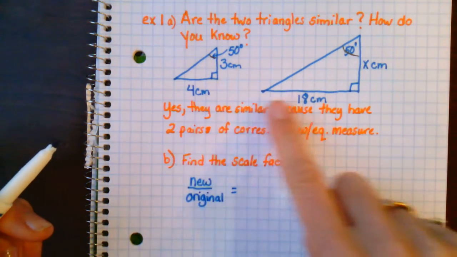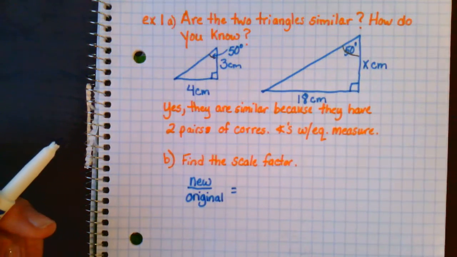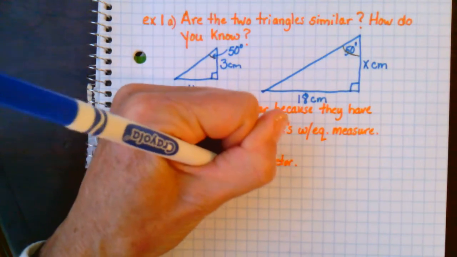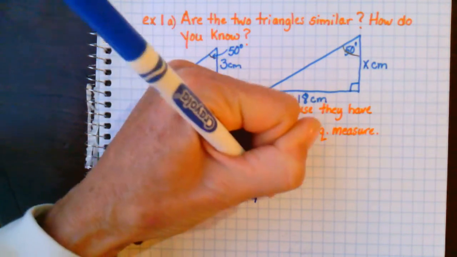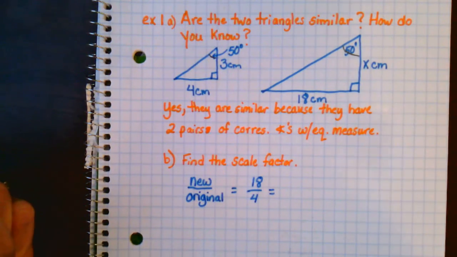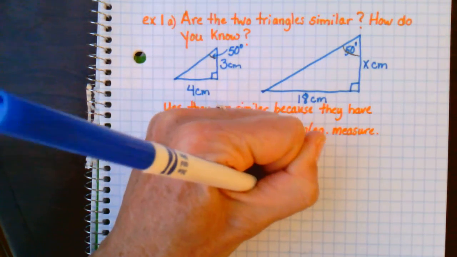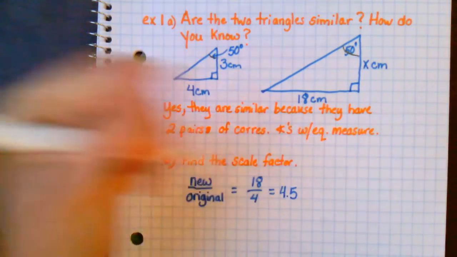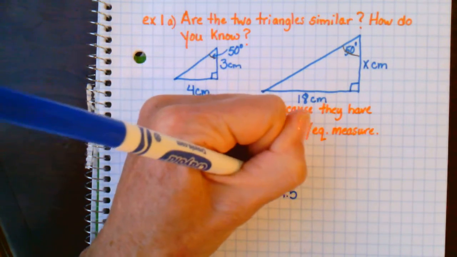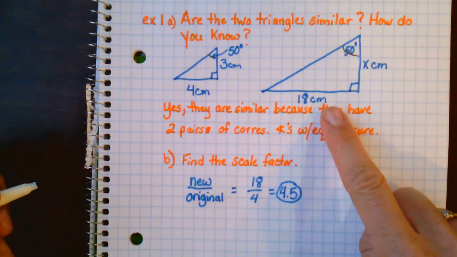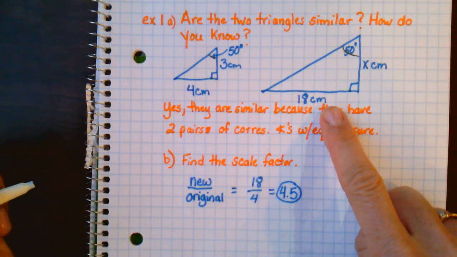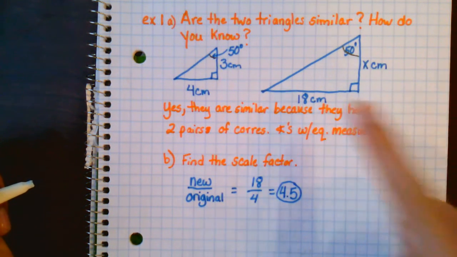So I see that I know both measures of the base, so I'm going to compare those two. So I'm going to compare 18 centimeters over 4 centimeters. And when I simplify that, 18 divided by 4 is 4.5. So the scale factor between the two triangles is 4.5. The new triangle is 4.5 times larger than the smaller triangle.